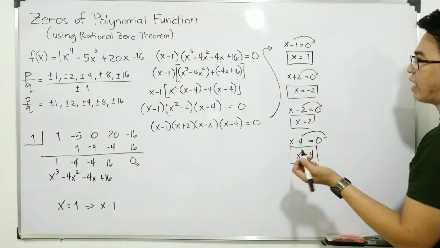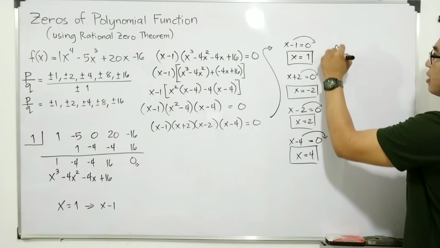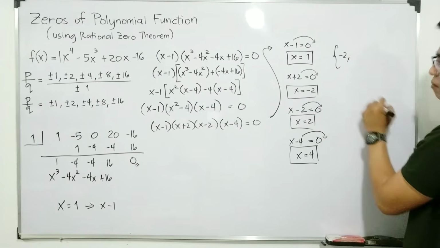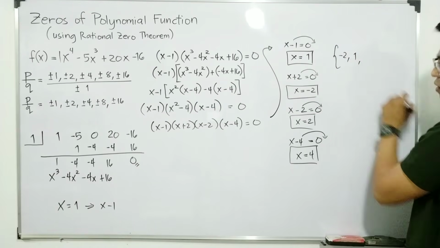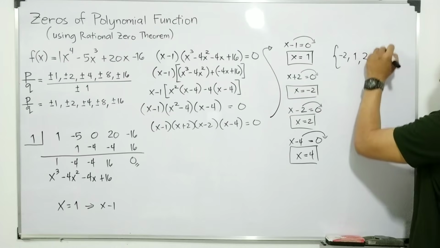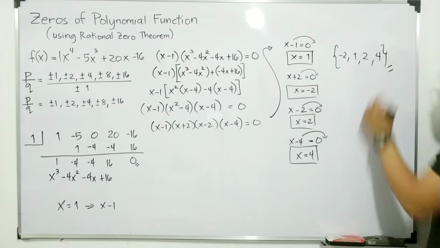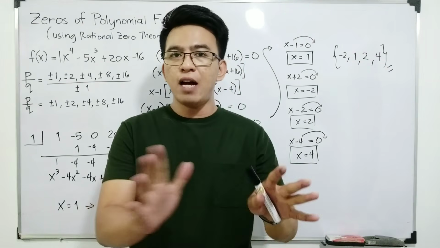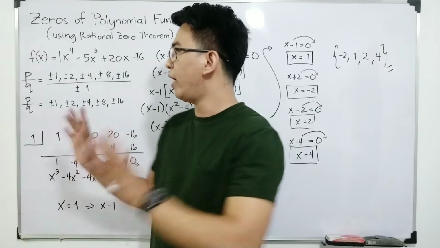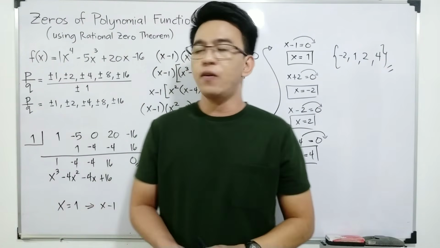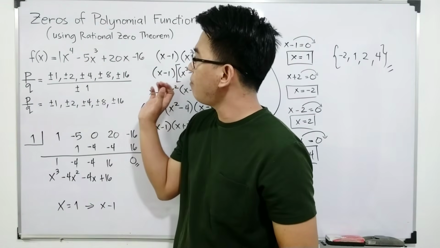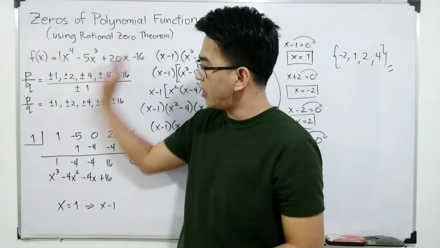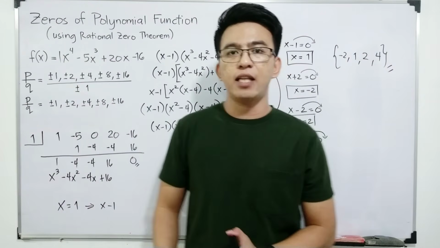And to write down our solution or zeros, we can say na we have negative 2, comma 1, comma 2, comma 4 as zeros of the given polynomial function. So guys, medyo mahaba yung ating tutorial but don't worry kasi okay naman yung ating process. So, gamit tayo ng rational zero theorem. Tapos, lista natin lahat ng possible zeros gamit yung theorem na to. And then, eventually, we will use synthetic division.